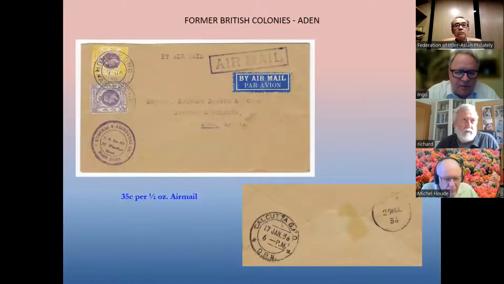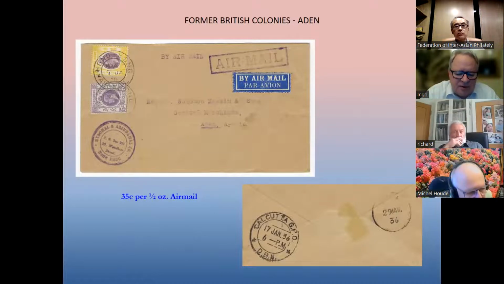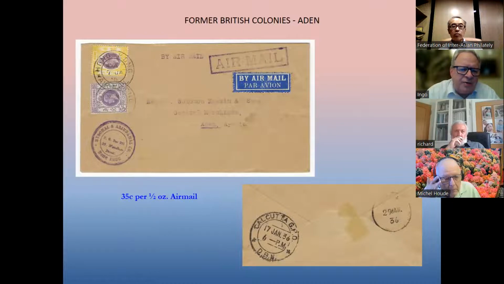Aden. So Aden is a former British colony. Obviously now it's part of the country of Yemen, which is a very troubled area. This is a 1936 airmail cover with the 35 cents per half ounce airmail rate. It seems to be an Indian trading company that mailed this. So it's a commercial item via Calcutta. And you have the arrival in Aden. I remember that Duncan Crew helped me with that one when I asked some questions about it, because I showed it at some other event. But anyways, Aden is a dead country in the stamp world.